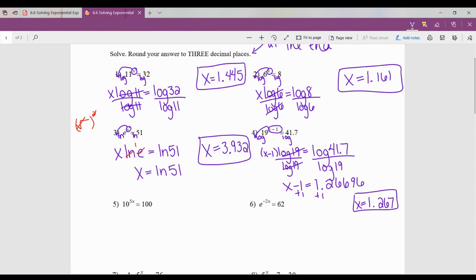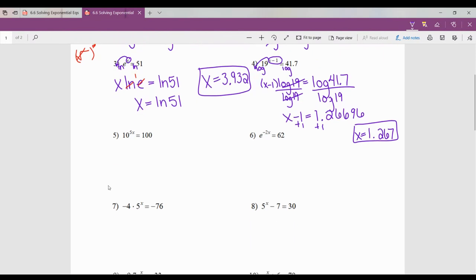All right. Okay, on to the next. So we've got 10 and 100. Ooh, could we rewrite them as the same base? Yeah, we could. 10 to the 5x, 100 is 10 squared. So do I need logs for this? No, we could do this just like part 1.